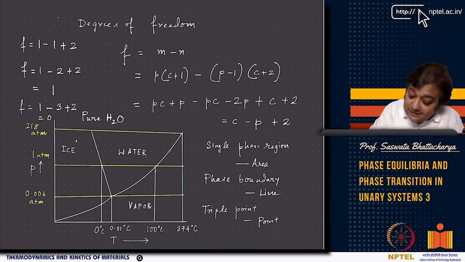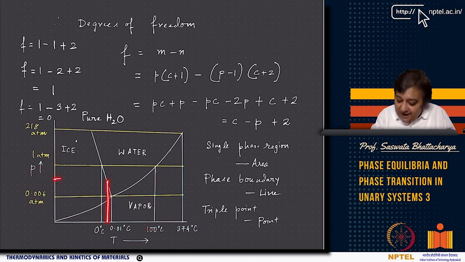On the other hand, along a line, let us look at a line. You have this line where your two phases are coexisting. Now I can either choose a temperature. Once I have chosen the temperature, the pressure is automatically fixed. Now at the triple point, both pressure and temperature are fixed, right? You cannot have multiple triple points in a unary phase diagram, in a PT unary phase diagram.